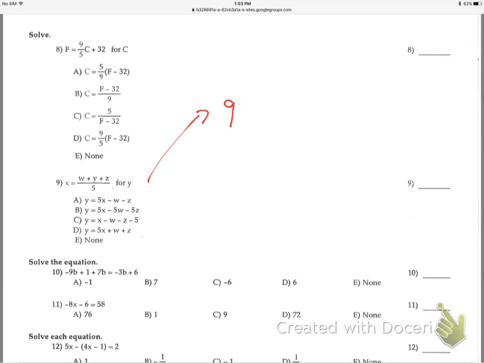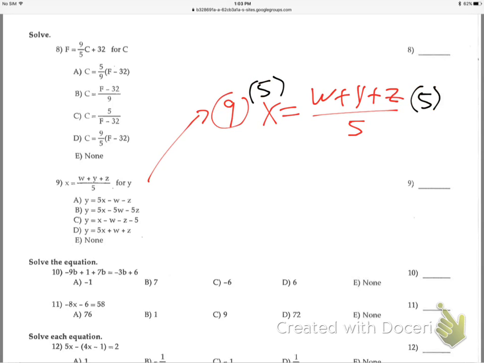Okay, so on this one, X equals W plus Y plus Z all over 5. What do we do here? We've got fractions. What does that always mean? Multiply, right? You guys get really comfortable with that, I hope. Whenever you've got fractions, first thing you do is multiply both sides. Whenever we have denominators, just multiply both sides of the equal sign by that denominator.